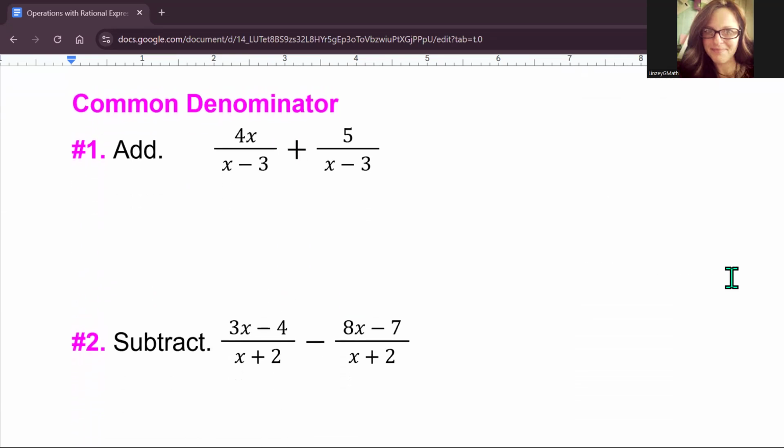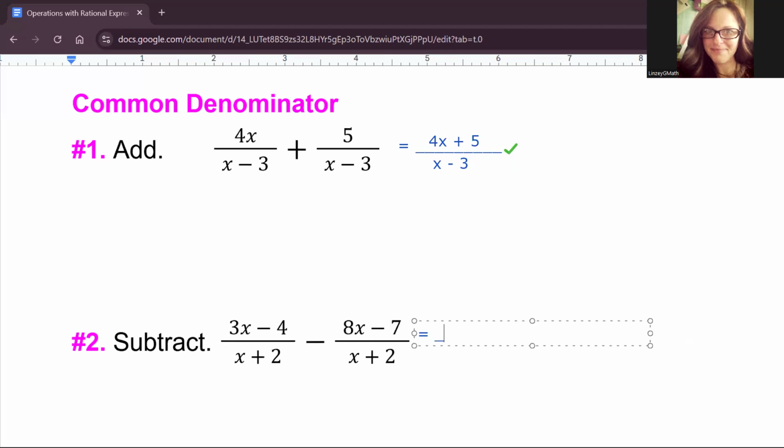To add and subtract rational expressions, you need a common denominator. We have a common denominator of x minus 3. So we can add the numerators, 4x plus 5.